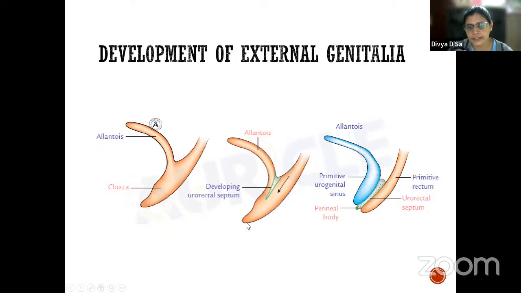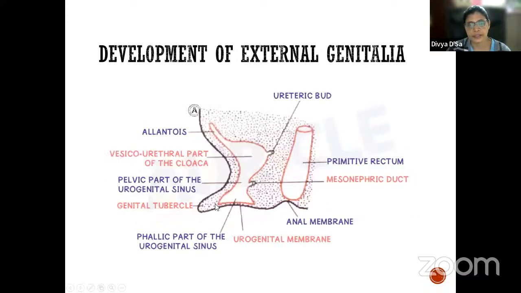Okay, and here now there will be the cloacal membrane. So this will be the cloacal membrane. So now we are concerned with this. Now this urogenital sinus will be divided into two parts. Okay, so above the opening, we saw this in the last class, right? So above the opening of the mesonephric duct, we call it the vesicourethral canal part. Okay, and below that will be the urogenital part. Okay, this one.